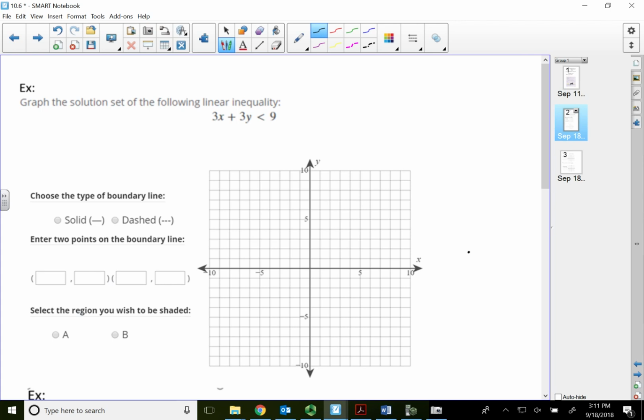Once I solve for y, I have to determine whether I'm going to use a solid or dashed line. Then I enter 2 points, and the computer will automatically draw the line for me. Then I select the region I wish to shade, which is part of my solution set. All right, let's take a look. Let me show you how to do this real quick, real simple.